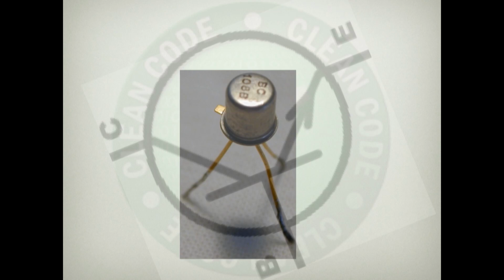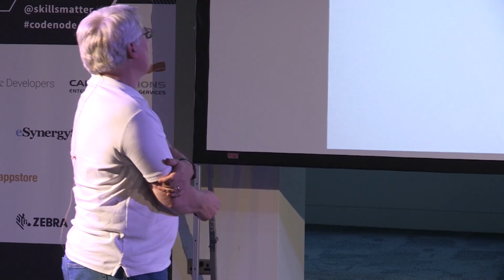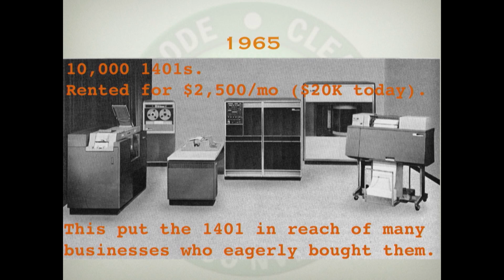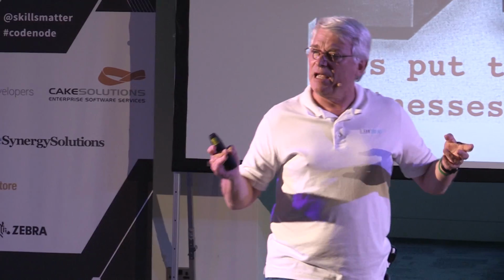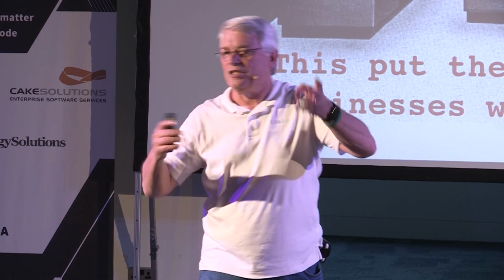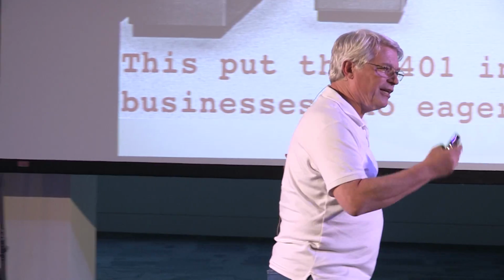The transistor was born, and the transistor replaced the tube. And the transistor was more reliable than the tube and drew much less power than the tube and could be mass-produced more cheaply than the tube. And so very rapidly, the transistor dominated the market. By 1965, there were 10,000 1401 computers. The 1401 computer was a really interesting machine. It was a decimal machine. IBM had made the decision that everything should be done in decimal. Now, you can't do it in decimal. You still have to do it in binary, so they used binary-coded decimal. And they took this to a very interesting extreme.